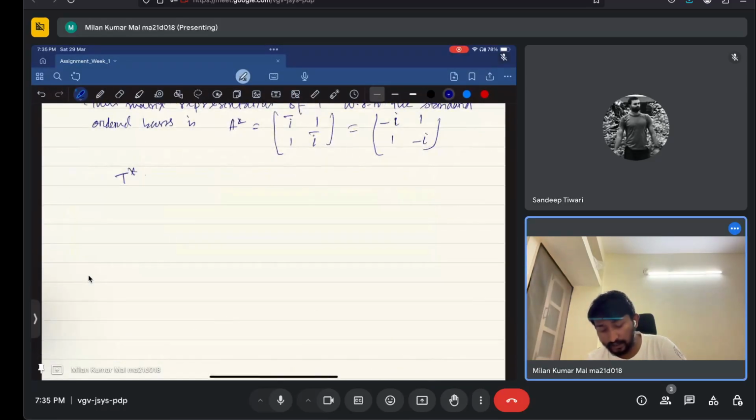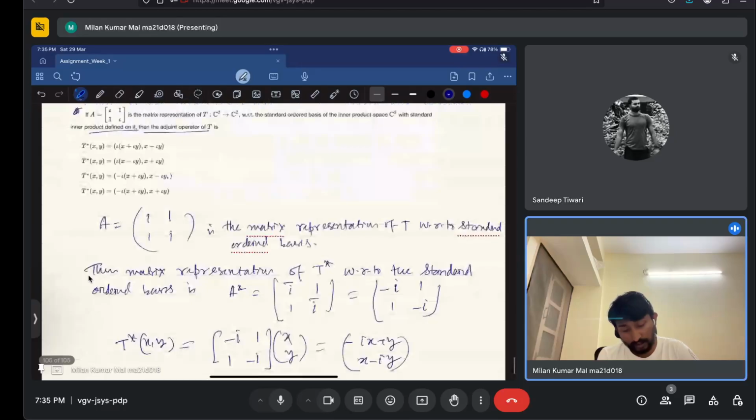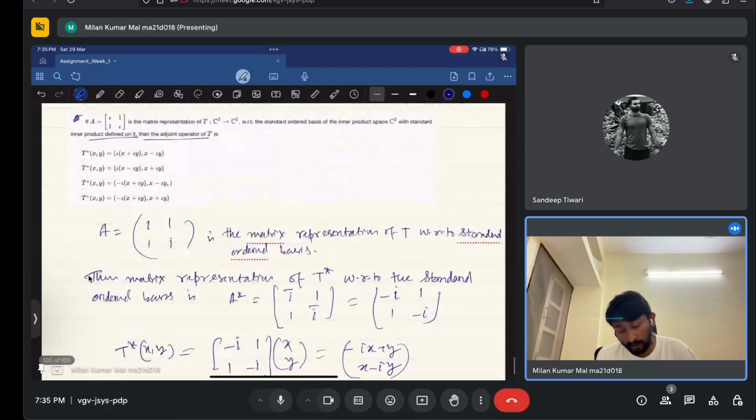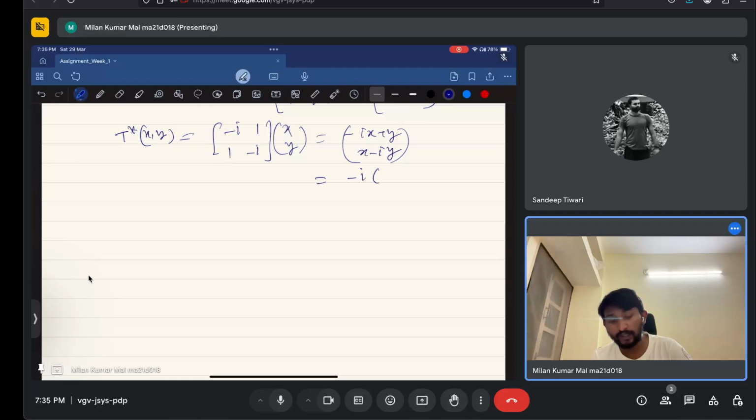So T star of x, y is equal to the matrix minus i, 1, 1, minus i applied to x and y, which is minus ix plus y, x minus y. Let's see which option is correct. Here I have to take minus i common. If I take common, we get x minus iy, because minus i squared is 1. That's right, x minus iy.